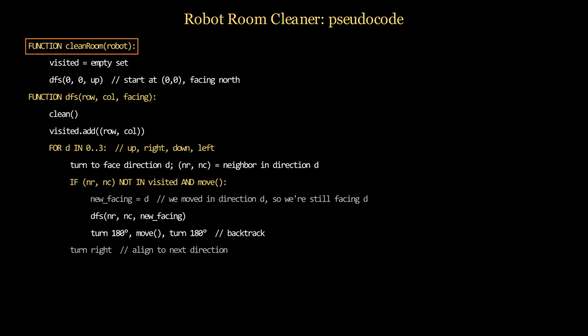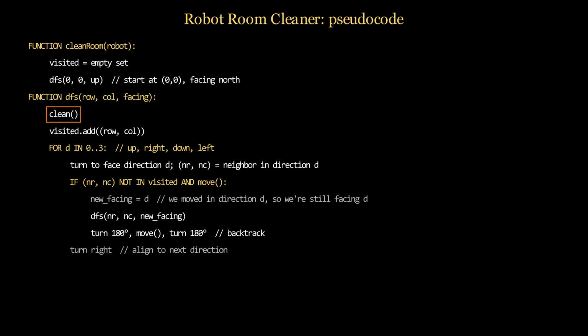Main entry, clean room receives the robot. Leetcode calls this. We track visited cells in relative coordinates, start with an empty set. Start DFS from cell 0, 0, facing up, north. Define DFS with current cell row, col, and which way we're facing.